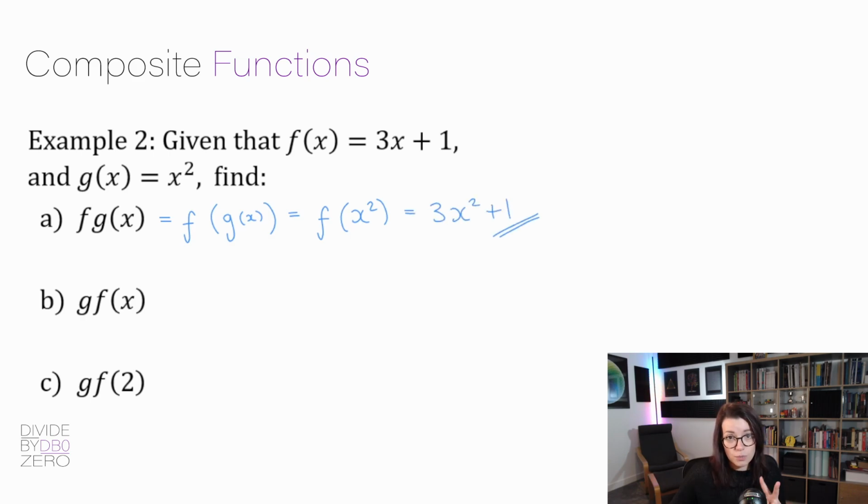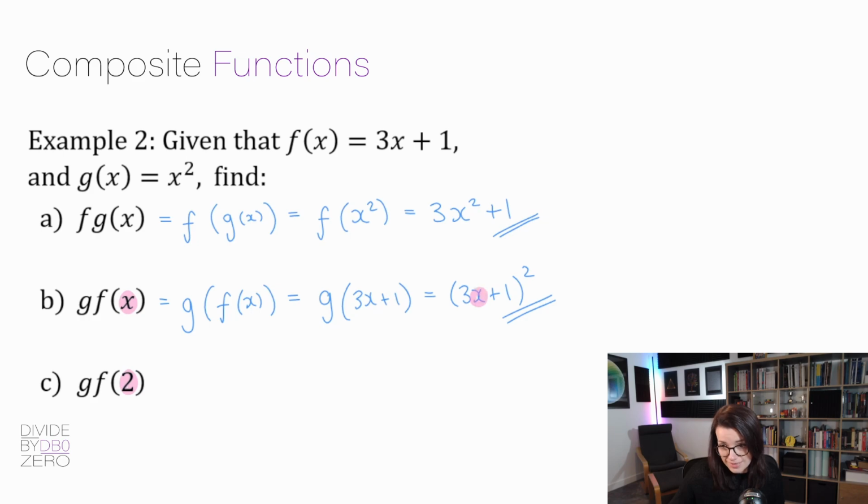For part B, it's the other way round. So we're going to take g and then brackets f of x. So f of x is now the input into g. So g of 3x plus 1 is 3x plus 1 all squared. For part C, we can use our answer to part B to help us. So instead of x, this time they specifically want us to use 2 as the input. So if we look at part B, wherever we see an x, we're going to replace that with a 2. So that will be 3 times 2 plus 1 all squared, giving 7 squared, so 49.